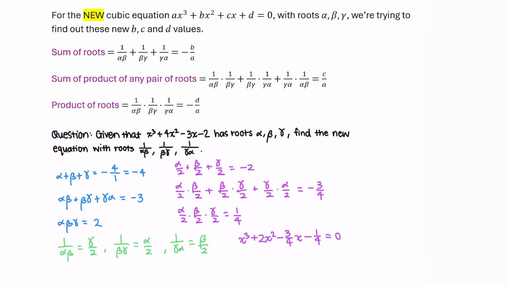That's our equation. About our earlier assumption that a equals 1, it really doesn't matter what value of a we get. In fact, we can multiply all of this by 4 to get an a value of 4. And this cleans up our cubic equation a bit. So that's your new equation with the new roots as 1 over alpha beta, 1 over beta gamma, and 1 over gamma alpha.